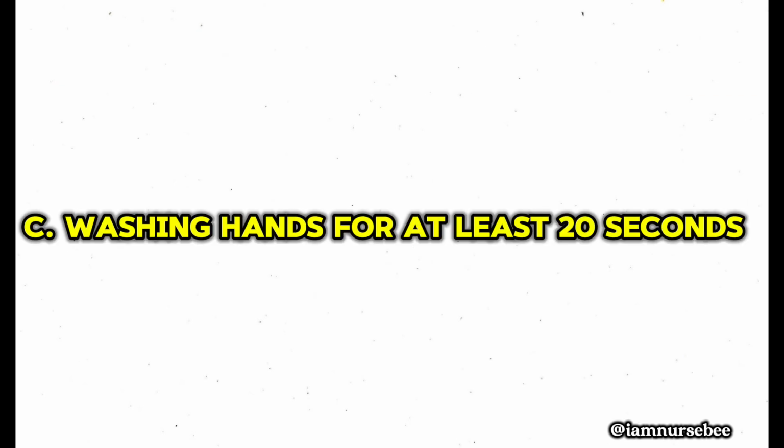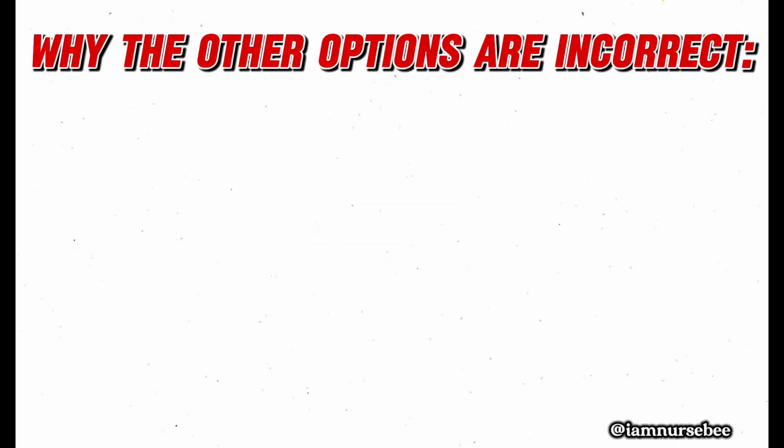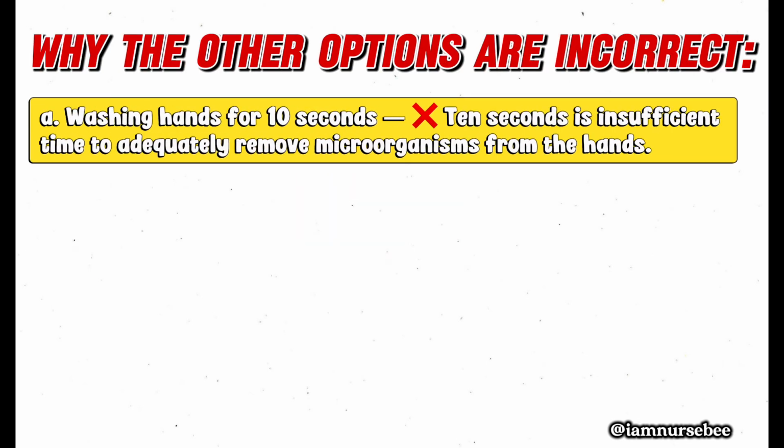C. Washing hands for at least 20 seconds. Rationale: hand washing should last at least 20 seconds to effectively reduce microorganisms. Why the other options are incorrect? A. Washing hands for 10 seconds. 10 seconds is insufficient time to adequately remove microorganisms from the hands.